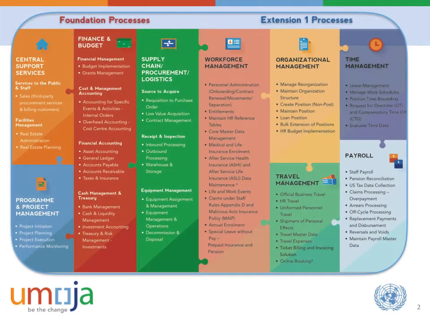In Umoja, as we all know, it comprises two basic functionalities. One is the foundation processes, which include central support, program management, finance and budget, and supply chain, and the extension processes, where we incorporated all the travel management and HR, org management and payroll functionalities. By and large, both the foundation and extension processes utilize the processes and workflows in somewhat the same fashion, but there are subtle differences which we'll also touch upon when we go through this presentation.